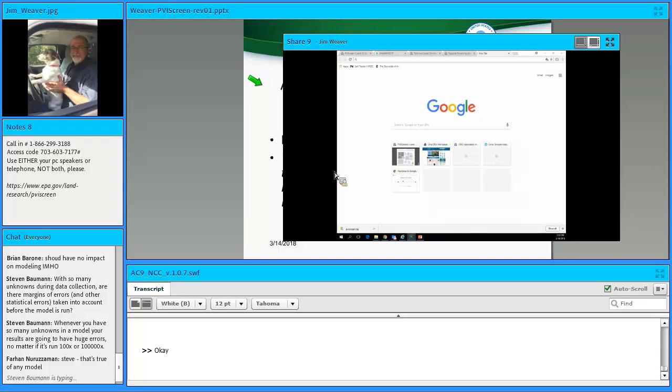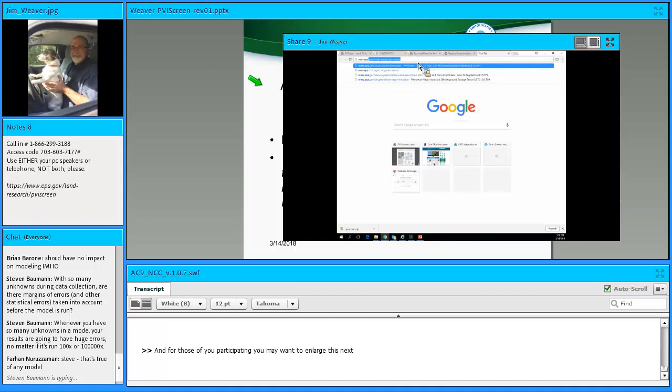And for those of you participating, you may want to enlarge this next section to take up your whole screen. There's an icon near the top of the blue bar that has 4 arrows going different directions. That's how you enlarge that window.